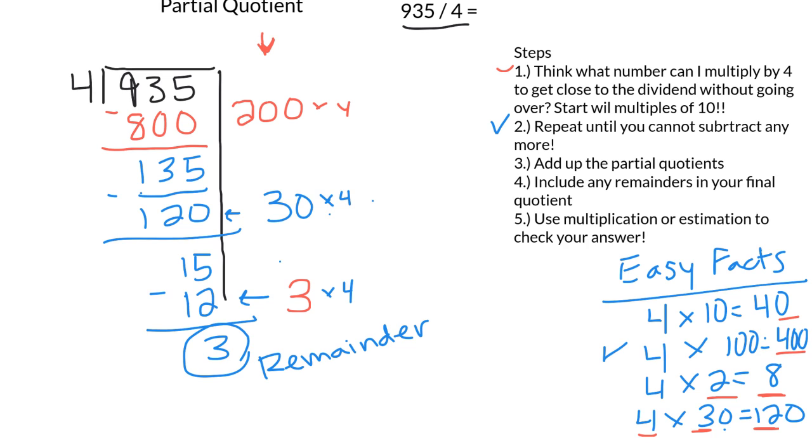Now, we haven't really found our answer yet. We've only found pieces of our answer. So now we're going to work on finding our quotient. That is step 3 right here. Add up all the partial quotients. Include any remainders in your final quotient.